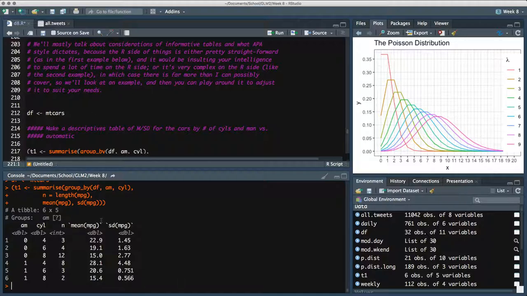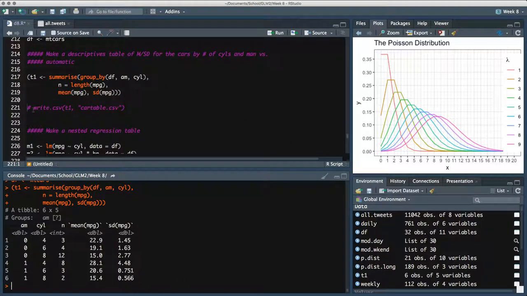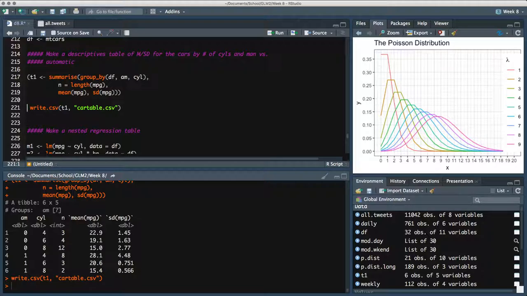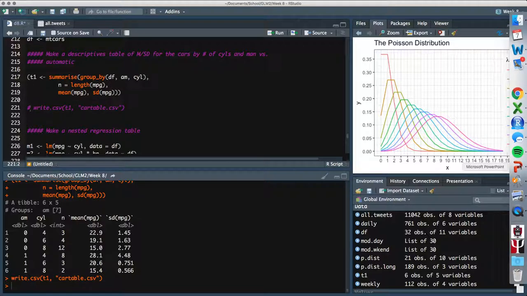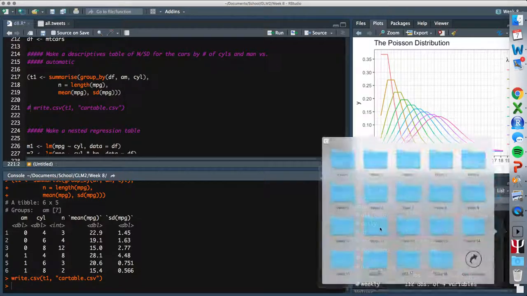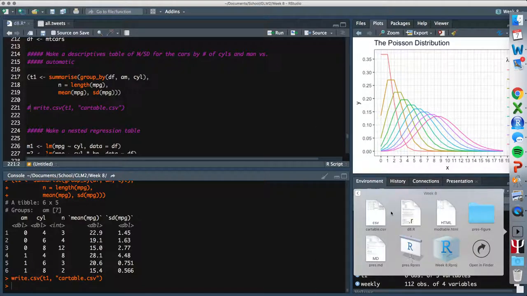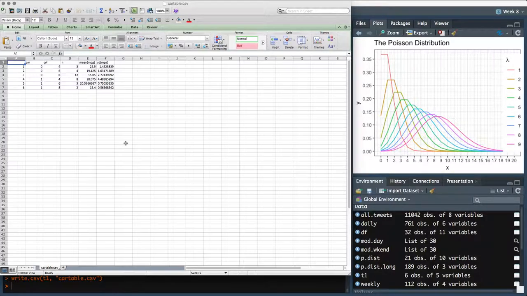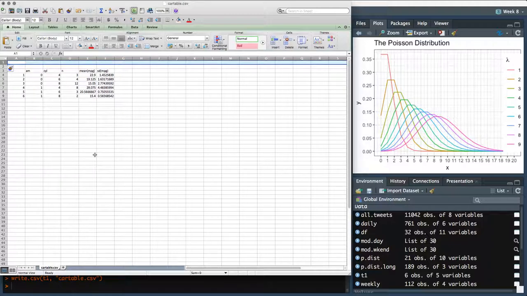So now we have this data frame. And then all I'm going to do is take that T1 table and write it as a CSV, because now I can open that. It just writes right to your working directory. So now I have my cars table CSV, and I have the basic stuff that I need to start working on my table.